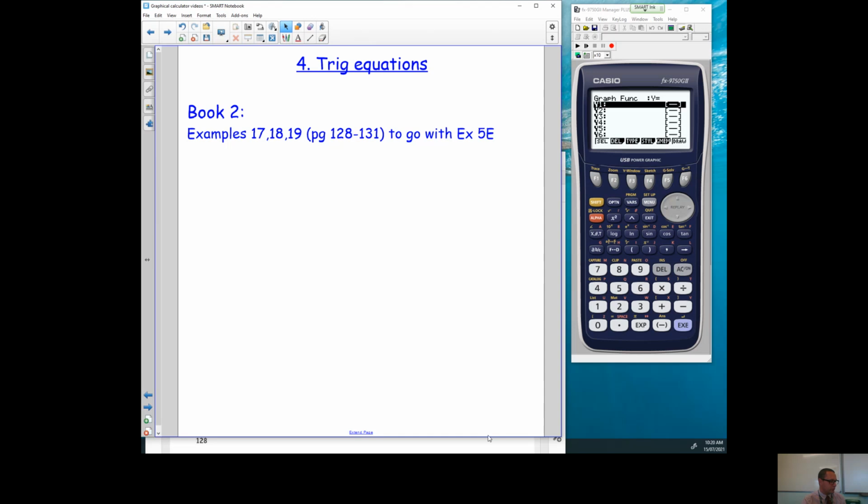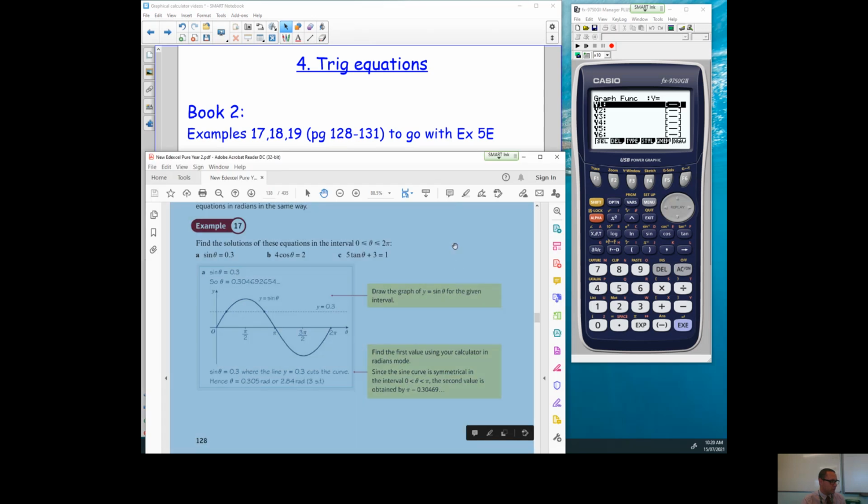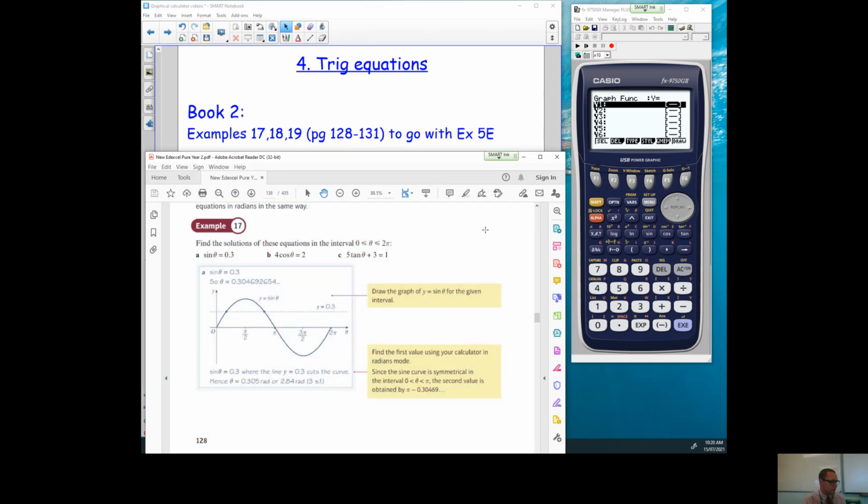So the first ones we're going to do are to do with exercise 5E, as you can see here. This isn't too different to book 1. However, at this point we've introduced radian measure, so the first thing we need to make sure is that we are in radians. We should be familiar with that by now. We go shift, setup, and then angle, and make sure it's in radians. It isn't currently, so we select radians. There we go.